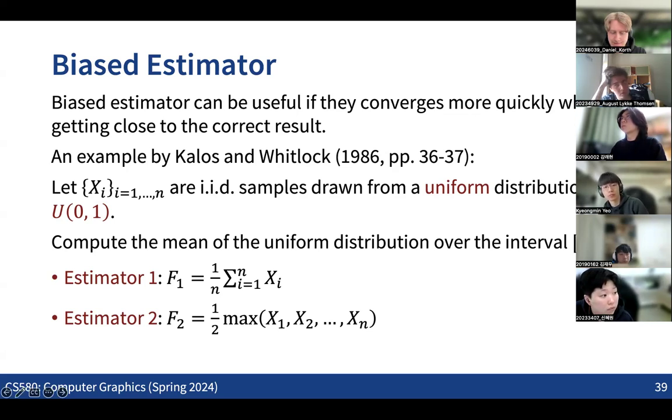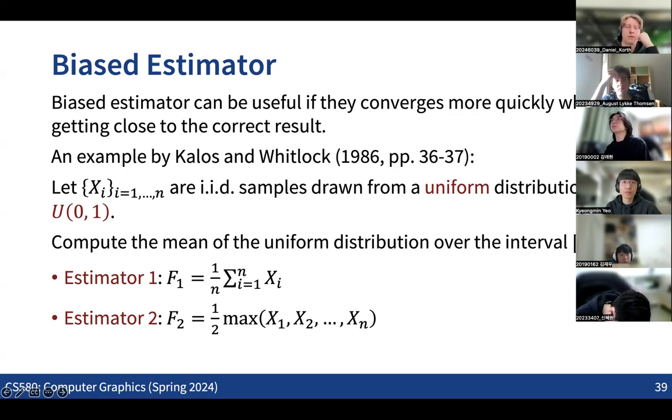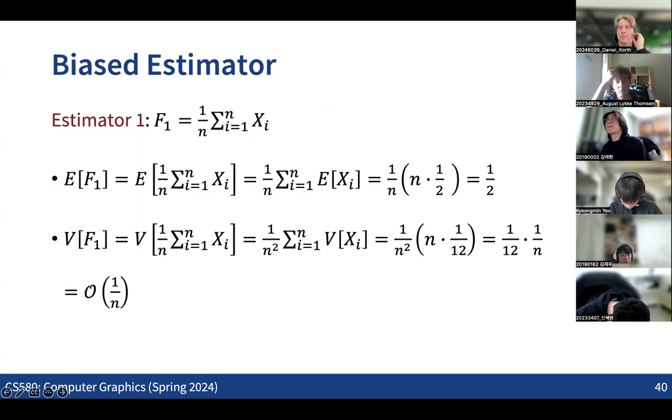Then let's think about two estimators. The first one is more intuitive: just taking the mean of all the samples. The other way is to take the maximum value and then take half of the maximum value. For the first estimator, which looks more intuitive, the expected value of the estimate matches the ground truth, the true value that we want to get.